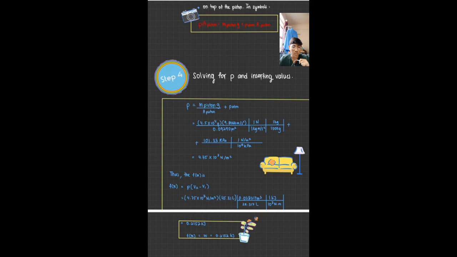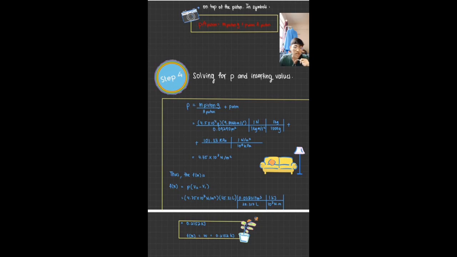So for step 4, we already know the mass of the piston and the area of the piston. To get the value of pressure, we need to substitute all the values into the equation P equals M piston multiplied with gravity over area of piston plus pressure of ATM. So in order to get the final answer in Newton over m squared, we need to multiply our last answer with Newton over m squared over 10 to the power of 3 kilopascal to get the last answer 4.75 multiplied with 10 to the power of 3 Newton over m squared.